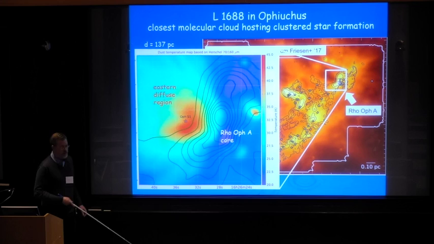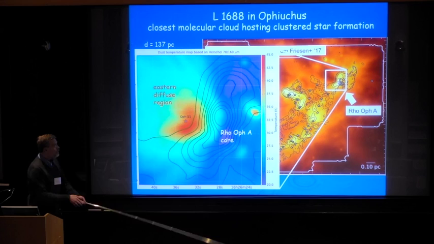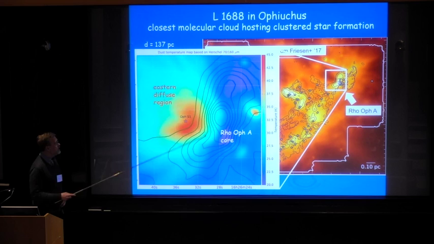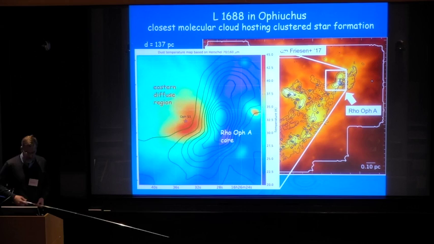So our polarization data that we got is a very detailed map. We have thousands of individual measurements at both wavelengths, and we cover way out into this eastern diffuse region where the column density is lower, and into the core, not across the whole core, but through a good section of the core of Rho of A.